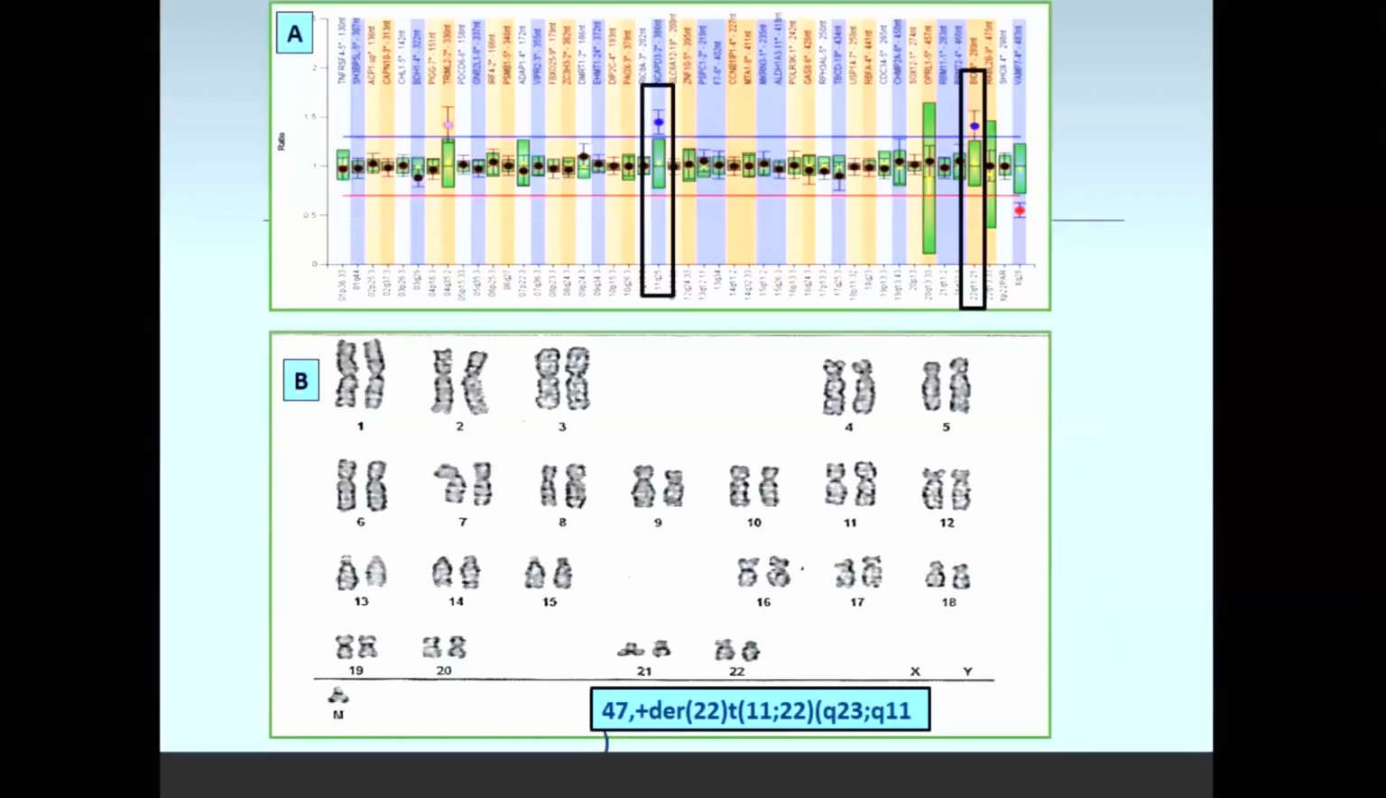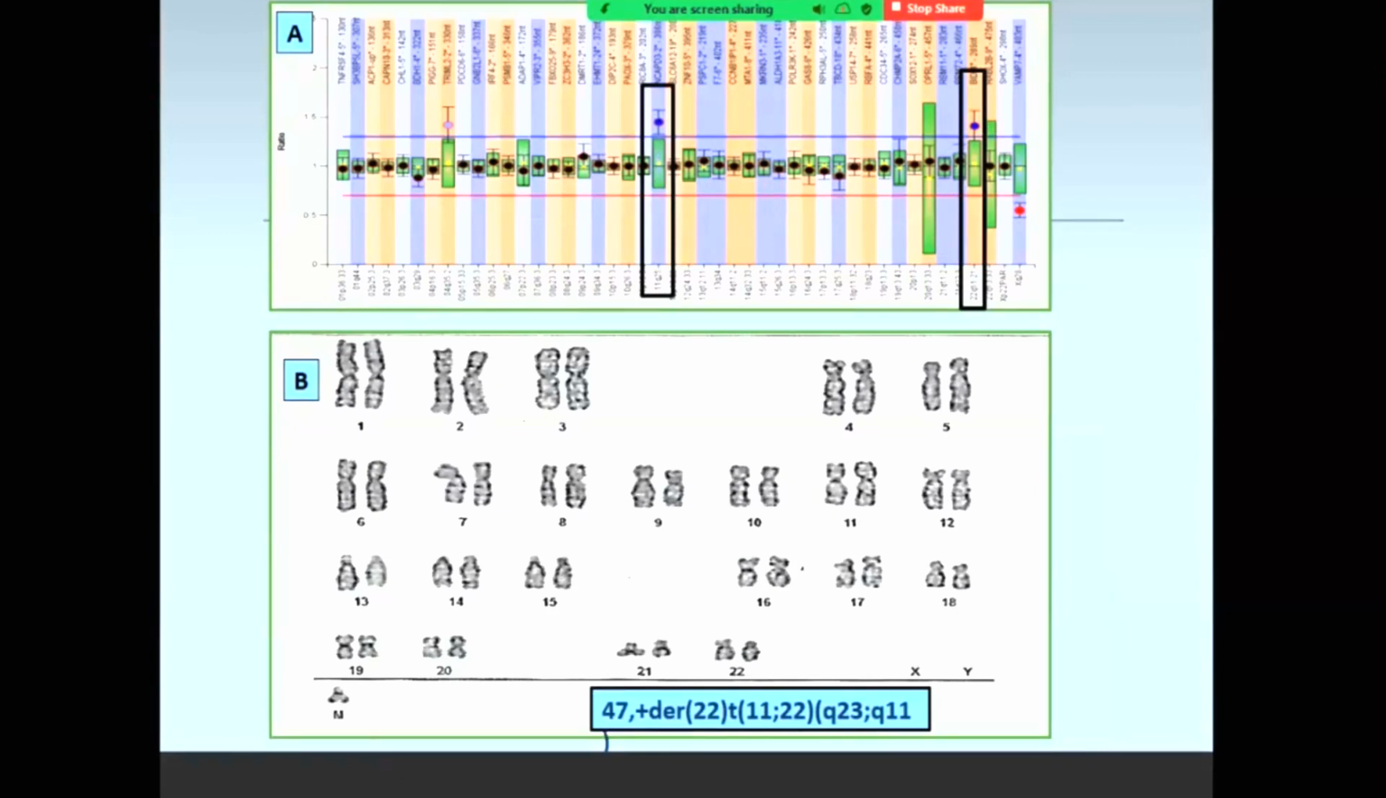So in this case, we had done MLPA and karyotype. So on karyotype, you can see that there are 47 chromosomes and this one is an extra chromosome. Okay, so this is a marker chromosome, but we don't know what is the origin of this marker chromosome. On MLPA, here you can see that on chromosome 11, there is a blue dot which is above the rest of the dots. And on chromosome 22 also, there is duplication.